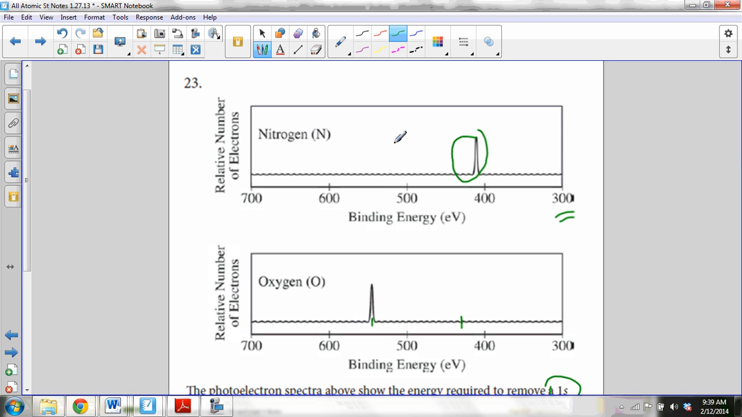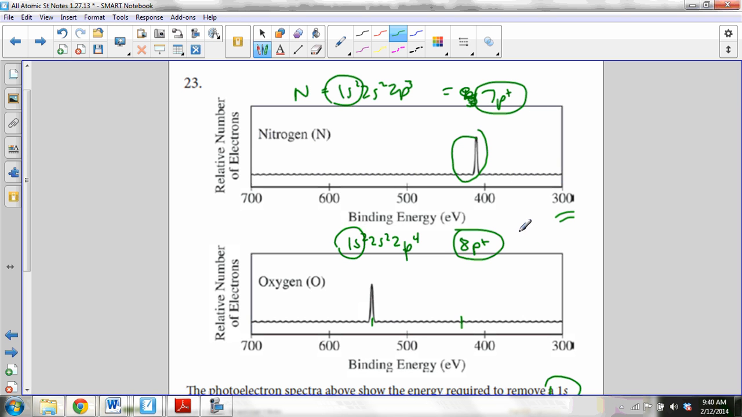If you need to, you can write out the electron configurations for nitrogen and oxygen. How many electrons does nitrogen have? 1s2, 2s2, 2p3, and oxygen has 1s2, 2s2, 2p4. But we're all talking about the 1s electrons that are being removed. So then you have to think about it. Nitrogen has 7 protons, whereas oxygen has 8 protons. So knowing that, you should say, okay, oxygen has a higher effective nuclear charge.